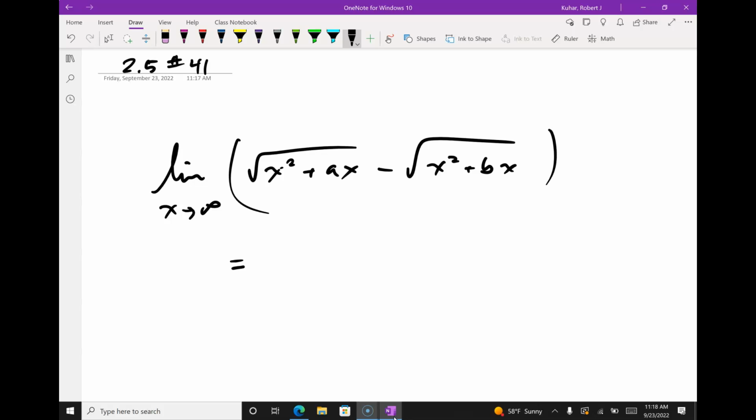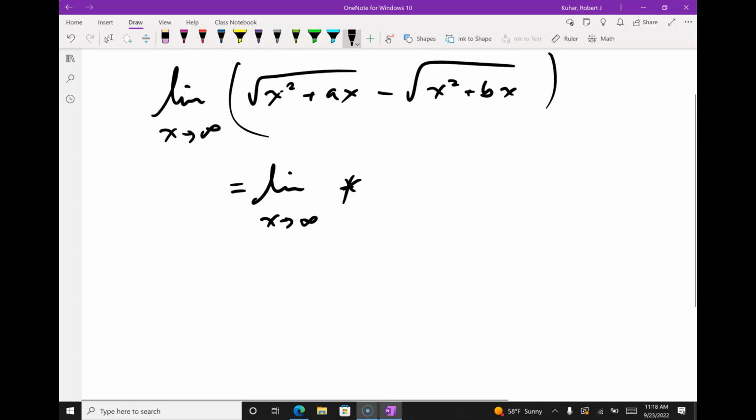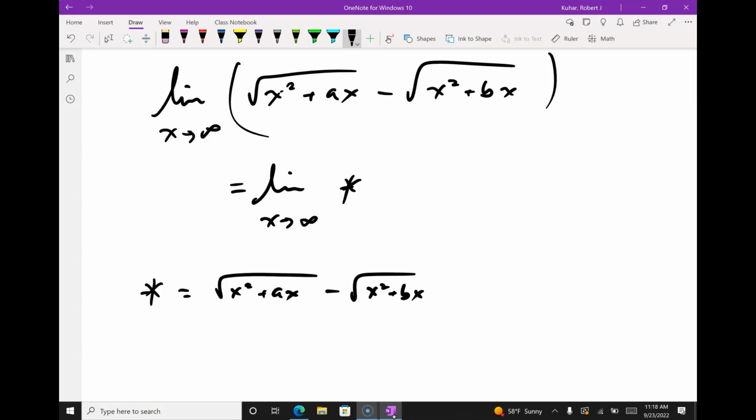So this is the limit as x goes to infinity of star. And for star, I asked you all to use the conjugate to get my replacement function, right? So I'm doing the square root of x squared plus ax minus the square root of x squared plus bx, times the conjugate over itself. Jack, you started there? Yeah.